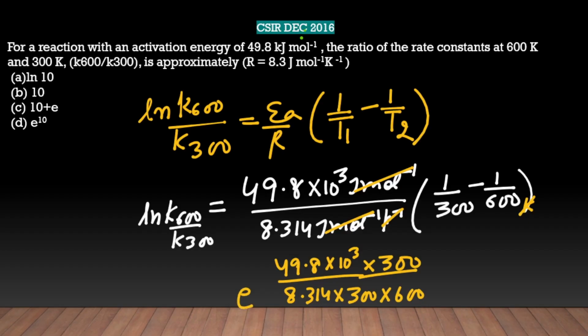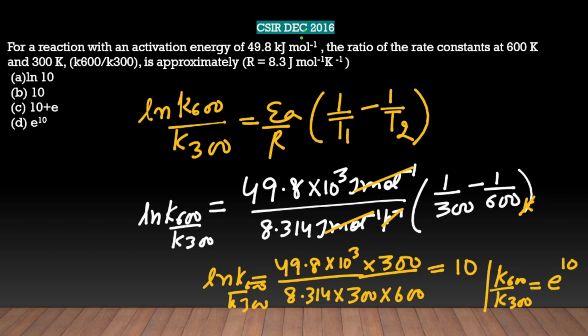This thing we are getting is equal to natural log of k at 600 upon k at 300. Solving this, you get the value as approximately 10 only. So the ratio of the rate constants at 600 to that at 300 will be equal to e raised to the power of 10. So this is going to be the answer given in option D.